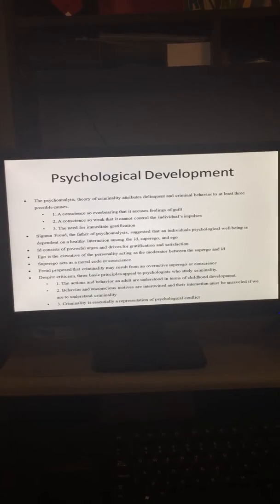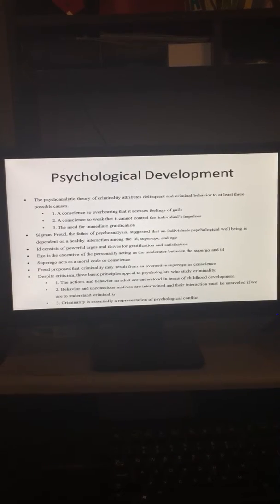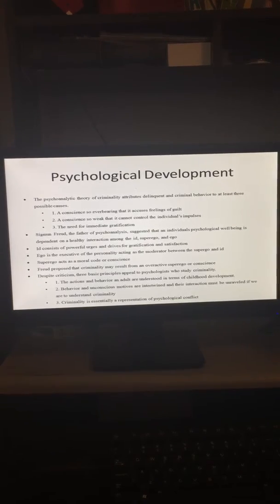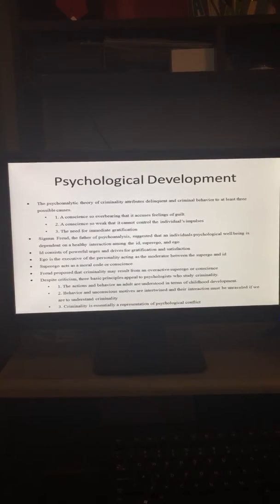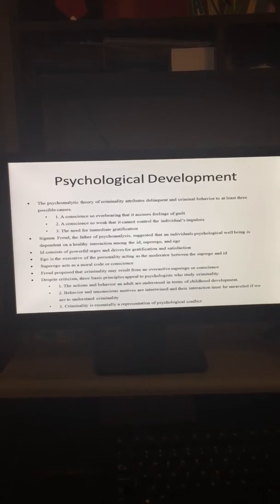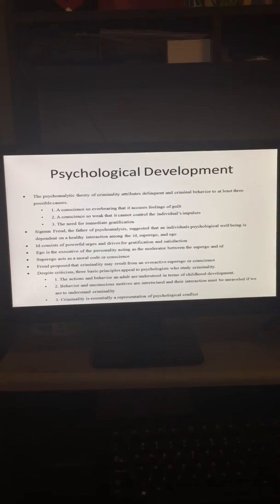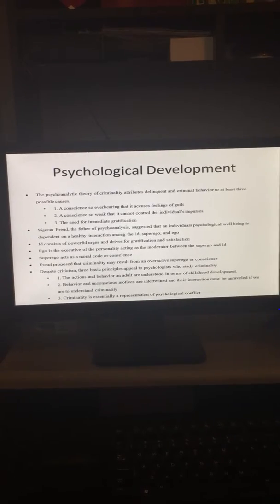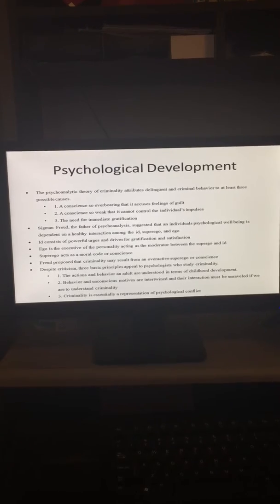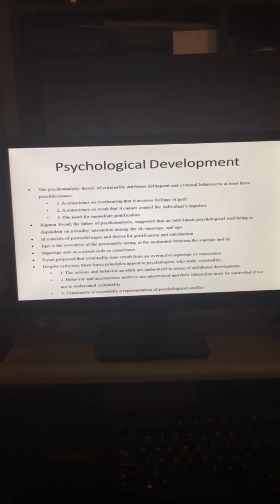Sigmund Freud, the father of psychoanalysis, suggested that the individual's psychological well-being is dependent on a healthy interaction among the id, superego, and ego. The id consists of powerful urges and drives for gratification and satisfaction. The ego is the executive of the personality, acting as the moderator between the superego and the id. The superego acts as a moral code or conscience. Freud proposed that criminality may result from an overactive superego or conscience.